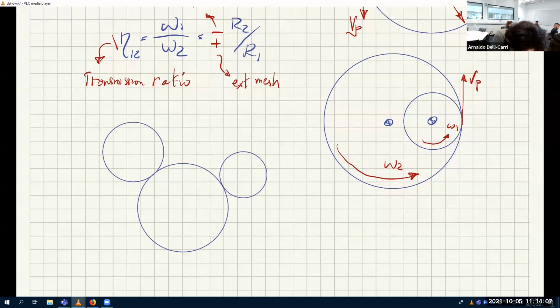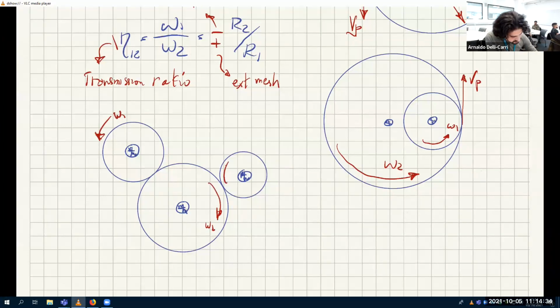So if I have this, and I rotate omega 1 in this direction, how does omega 2 rotate? Well, in this direction. Okay, so this is counterclockwise, so this is clockwise. And so omega 3 is? Okay. Sorry. The other way.